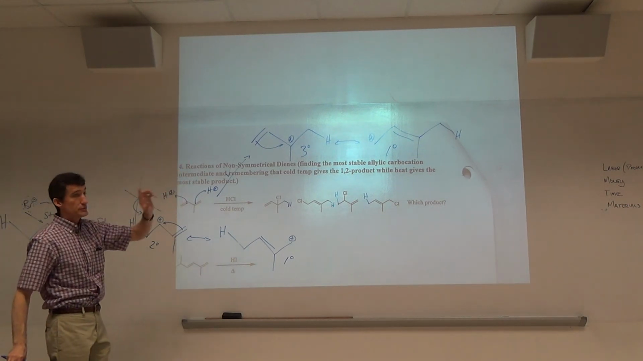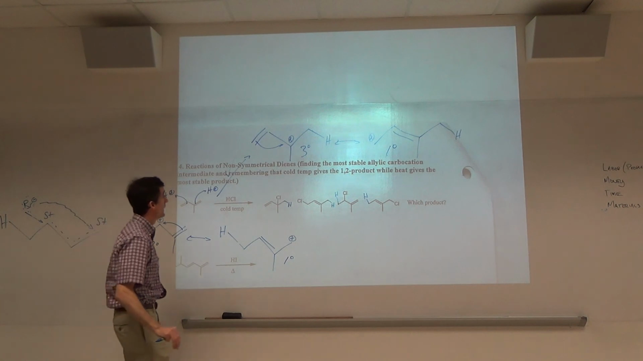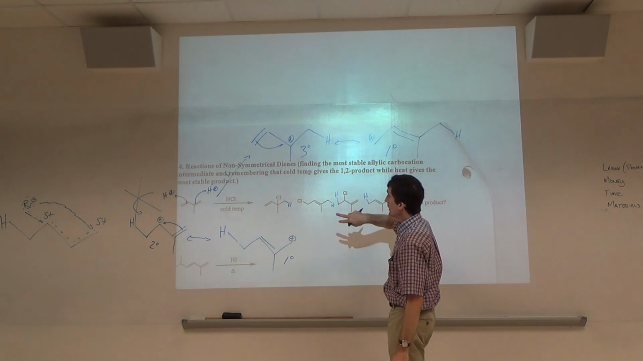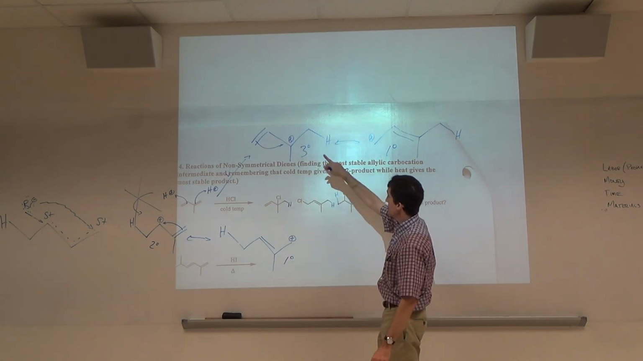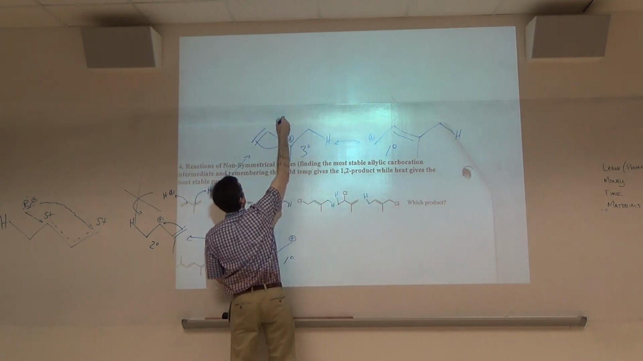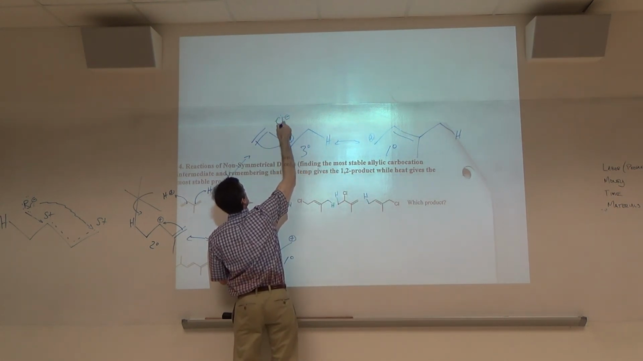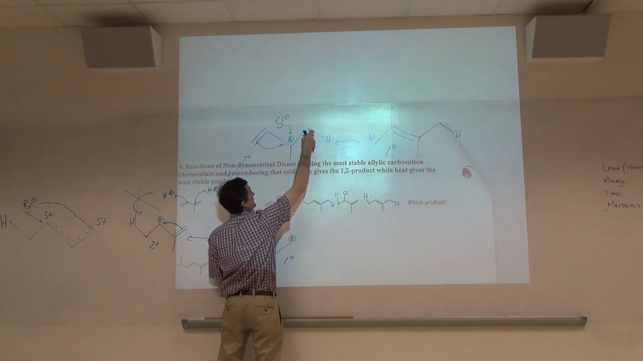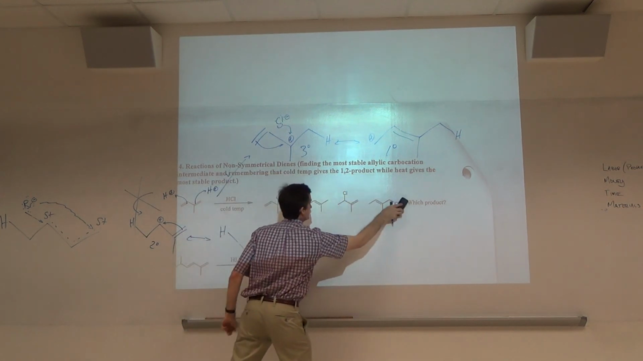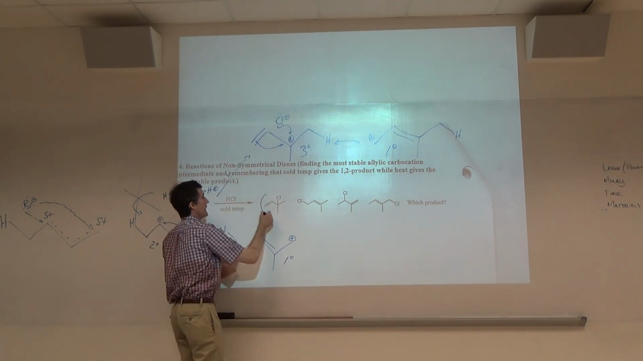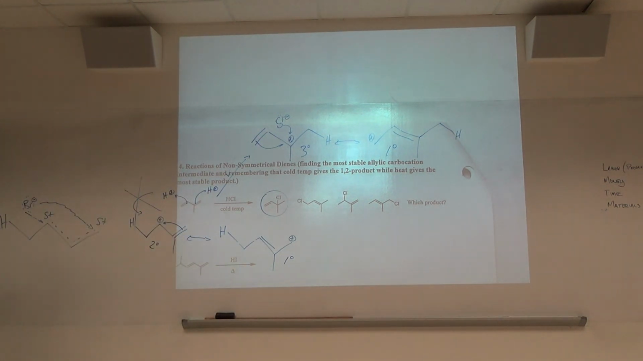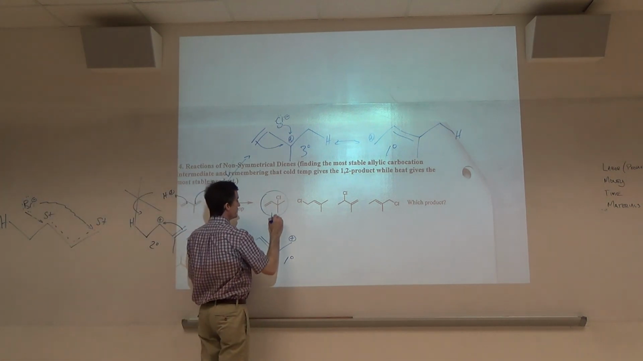Now from those you get either 1,2 or 1,4 addition. Since we're at cold temperature, we're looking for 1,2. So the chlorine adds really to which cation? Right here. Chlorine adds here, because now the H is here and the chlorine's here: 1,2. And which product does that give? First. So this is your 1,2 product.